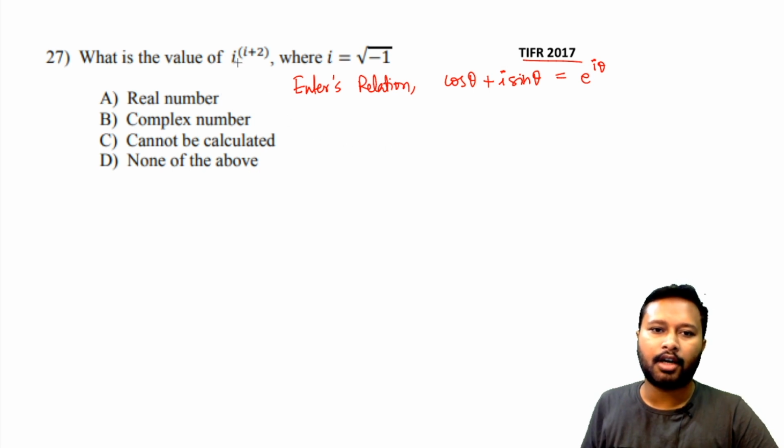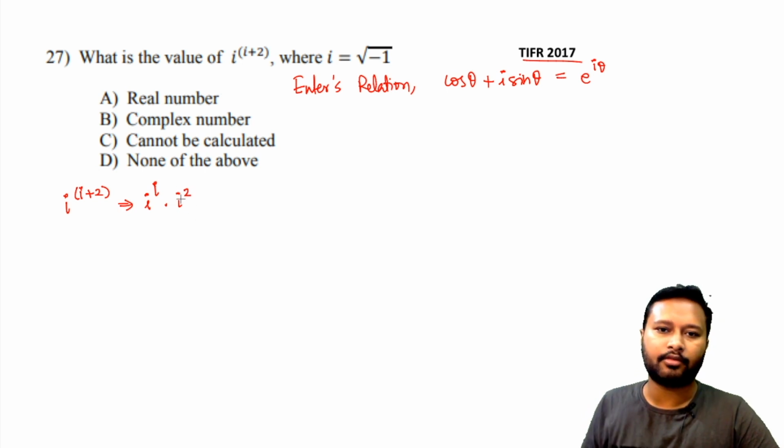Now this question is nothing but i to the power i plus 2, or you can write it as i to the power i, or iota to the power iota, multiplied by iota to the power 2, and iota to the power 2 is minus 1. Because i is under root minus 1, if you square both sides, iota square is minus 1. So this value is minus 1, so you can simply say that this is nothing but minus i to the power i, or iota to the power iota.